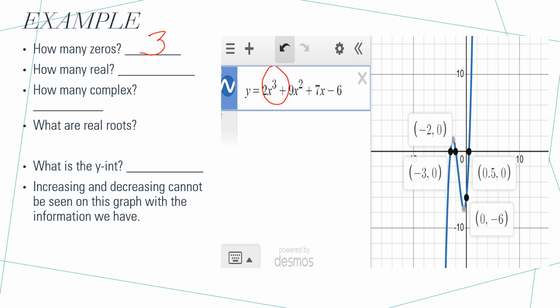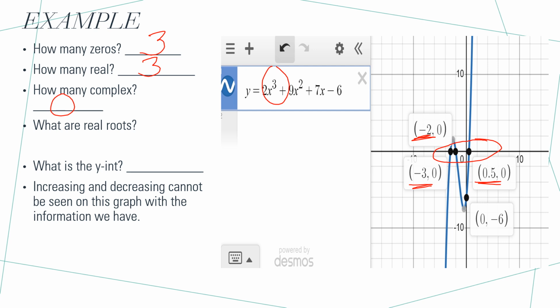Now, how many of those roots or zeros are real? Well, if you look at the x-intercepts, I can see 3 of them. So if there are 3 total and 3 of them are real, then that means this one has no complex roots, and that's totally fine. If it did have complex roots, it would need to be an even number. So it would either have 2 or 4 or 6 or 8.